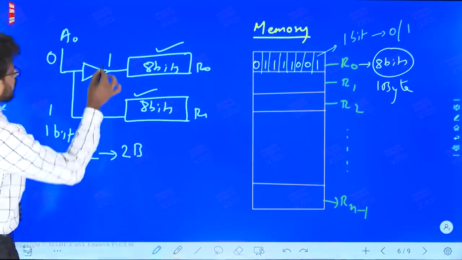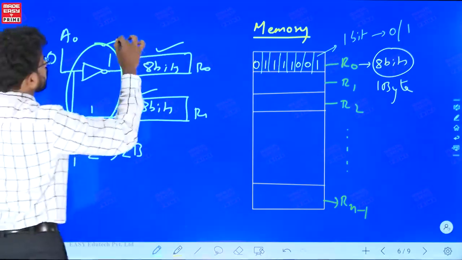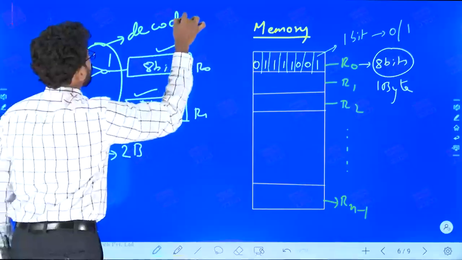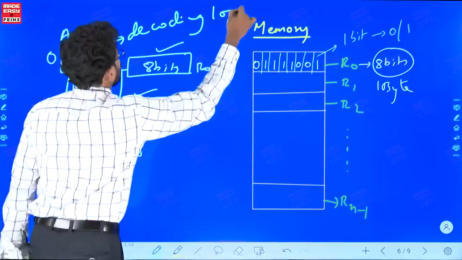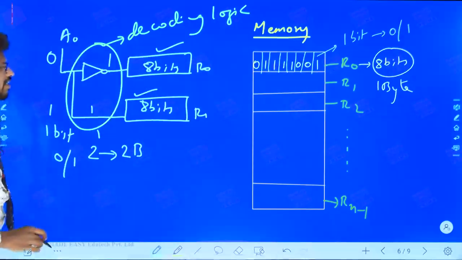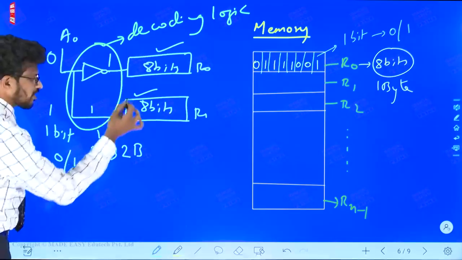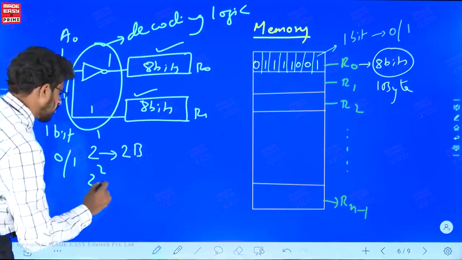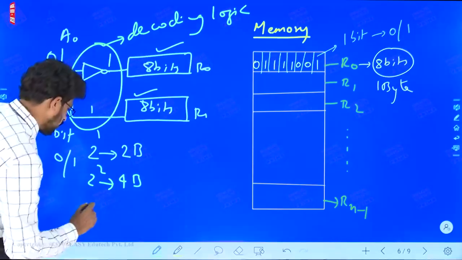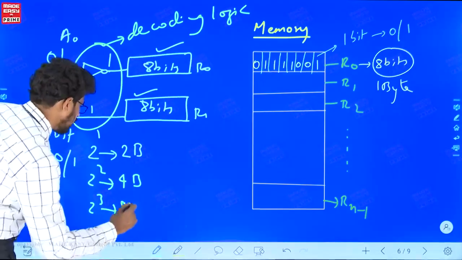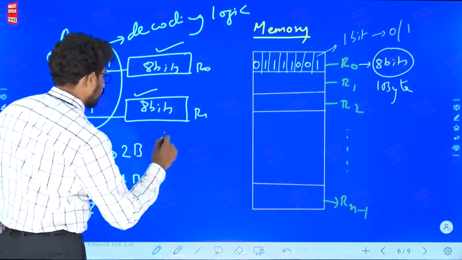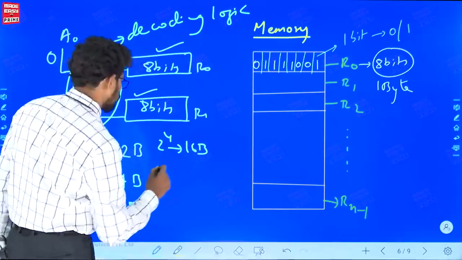There is some sort of decoding logic. This is decoding logic such that a register is selected. So very simple now. If there is only one address line, 2 registers, so 2 bytes is possible. If there are 2 address lines, 4 bytes are possible. 3 address lines, 8 bytes are possible. If it is 4 address lines, 16 bytes are possible.